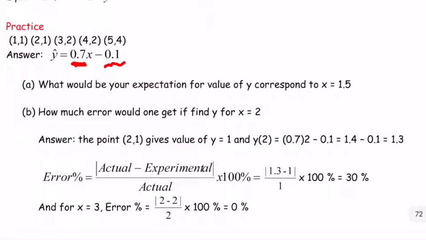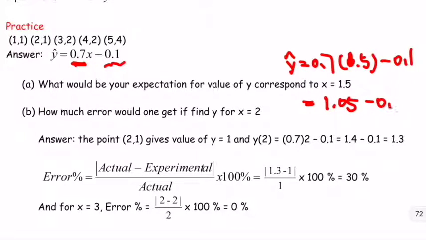Question A. What would be your expected value for y corresponding to x equal to 1.5? So we have the formula. When x equals 1.5, we plug the point into the formula. 0.7 times 1.5 is 1.05, minus 0.1, which is 0.95. This is the answer for question A.